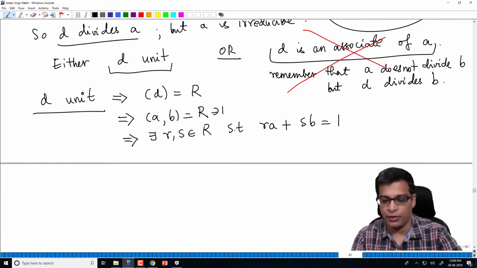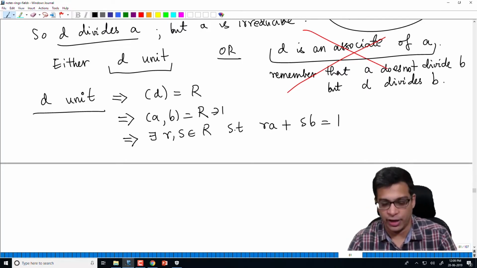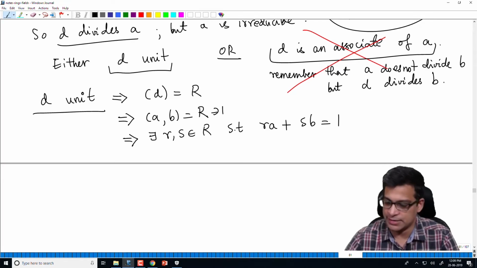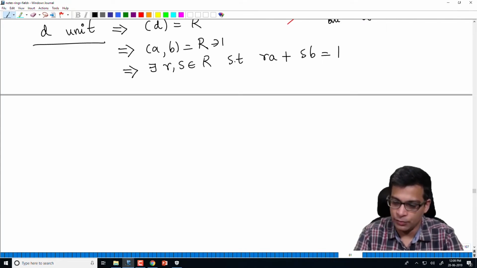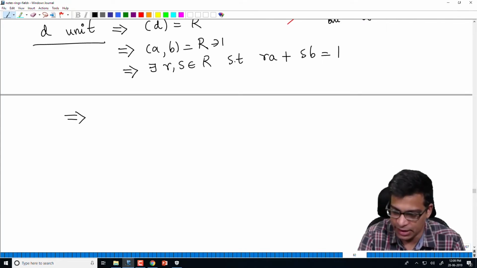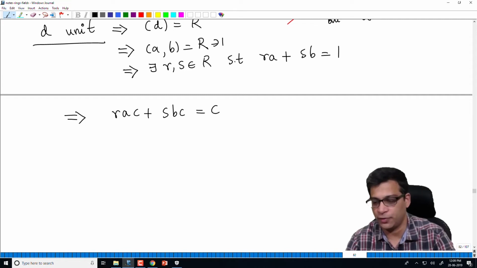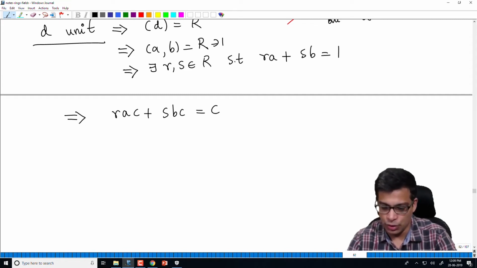1 is an element of R. It is also simultaneously an element of the ideal generated by A and B. Any arbitrary element of the ideal generated by A and B is of the form rA plus sB, where r and s are two ring elements. But that means I can multiply both sides by C to get rAC plus sBC is equal to C. I am just simply multiplying this equation by C. So rAC plus sBC is equal to C.